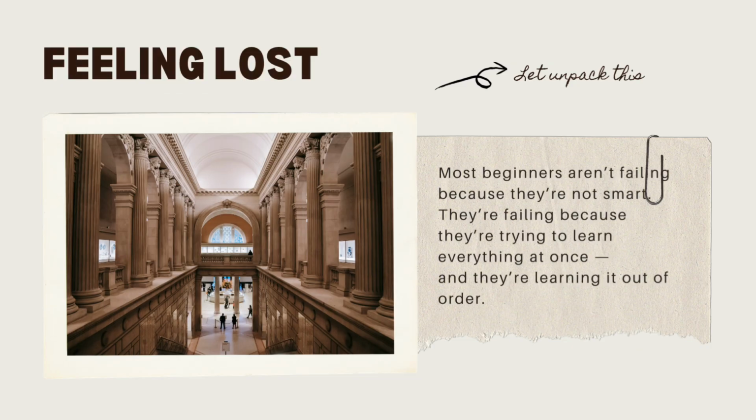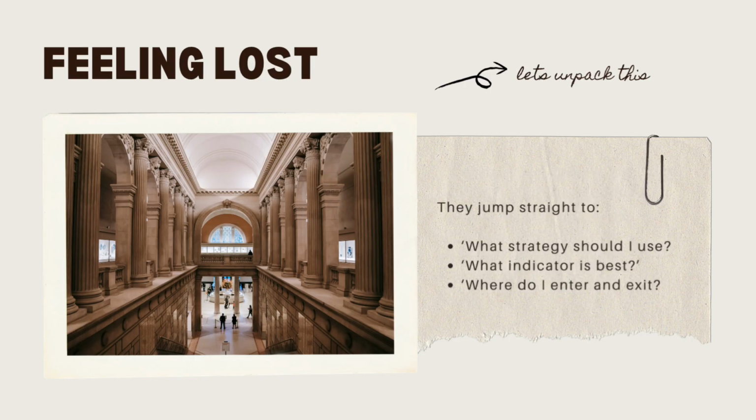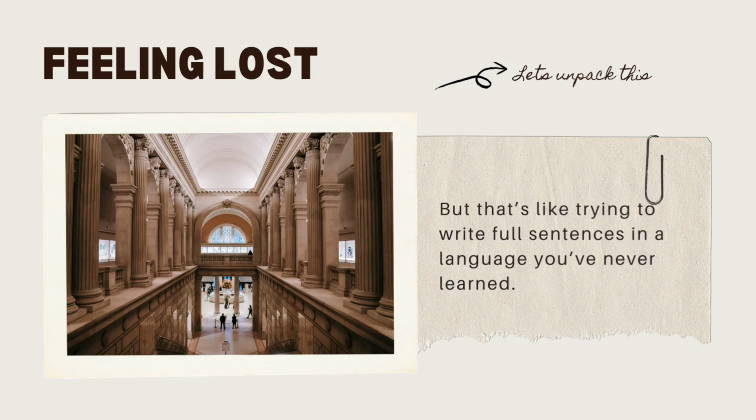Most beginners aren't failing because they're not intelligent. They're failing because they're learning things in the wrong order. Straight away, they're throwing themselves into things like, what strategy should I use? What indicator is best? Or where do I need to enter or exit a trade? But that's like trying to write a full sentence in a language you've never learned. You don't even know the full alphabet yet, but still you're wanting to write a full essay.